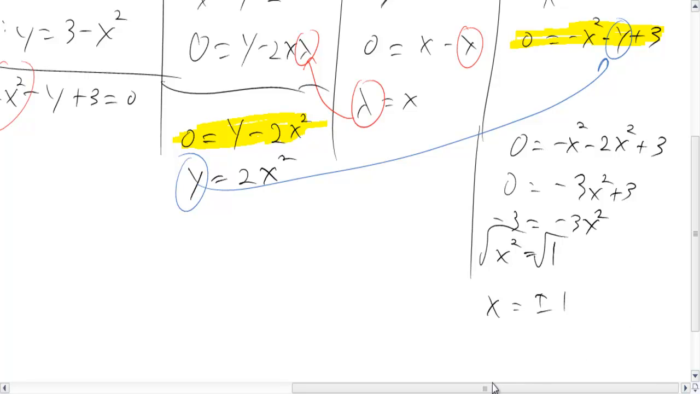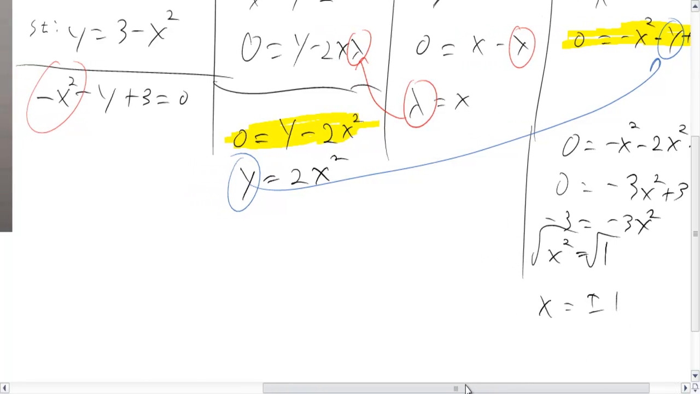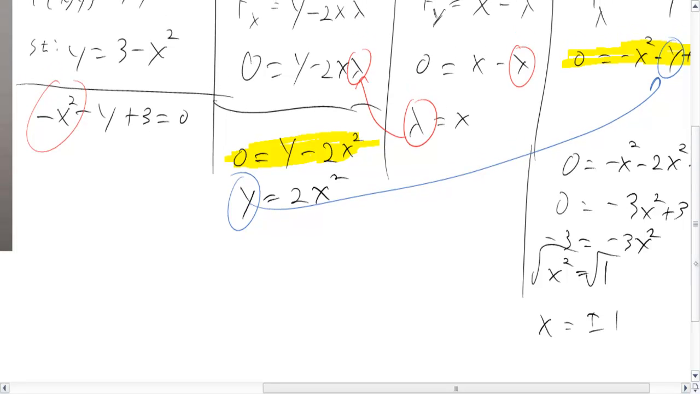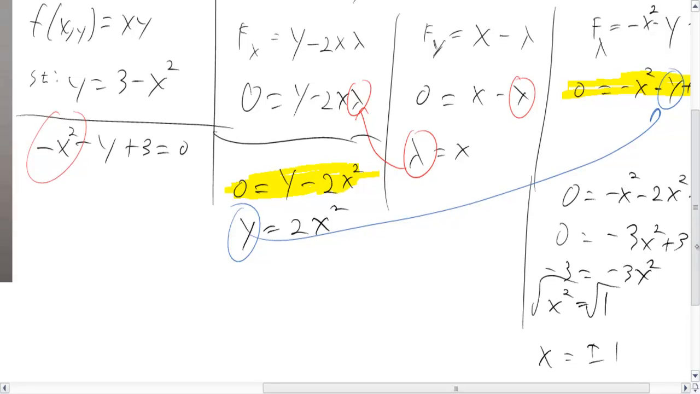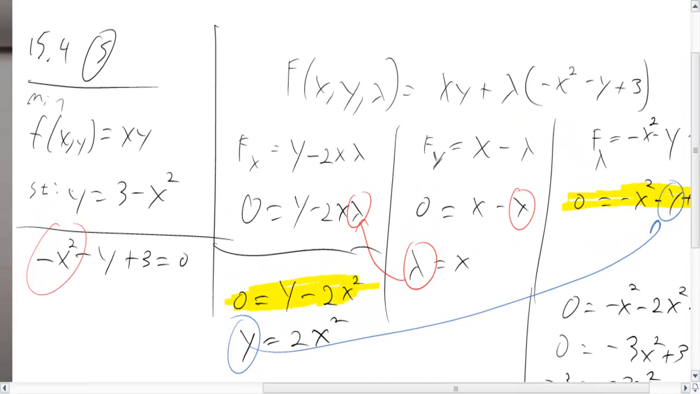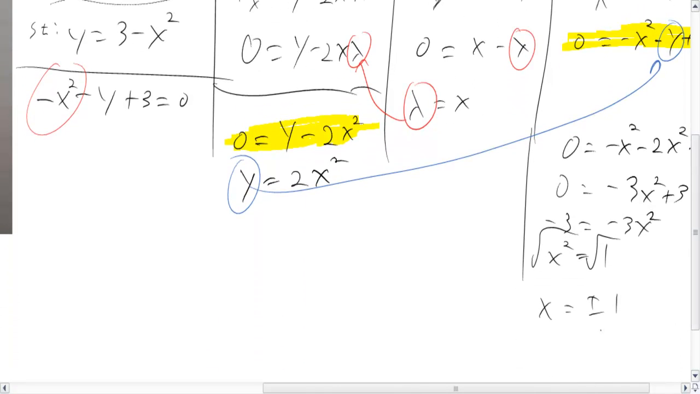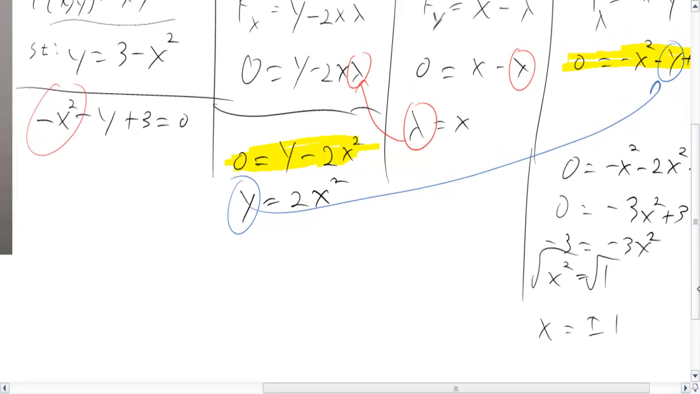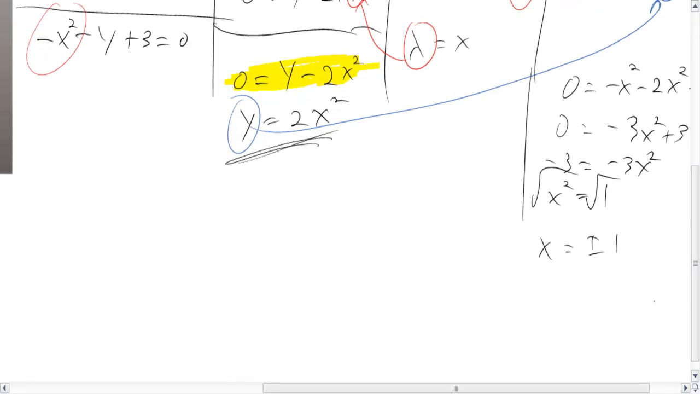Now I have to not lose sight of the big picture. I have to say, why am I doing this? Well, it's because I'm trying to find an ordered pair, or actually in this case an ordered triplet, because my original function's in 3D, two independent variables, one dependent variable. So I have to use my x's to find my y. So let's go back and find some equation where we know y equals. Well, that'd be right here, right? So I'm going to plug both values in and see what values I get for y.